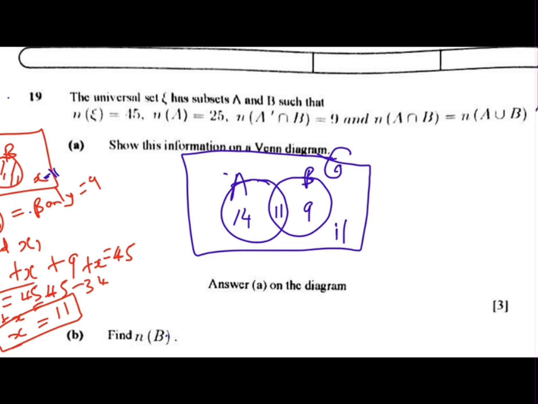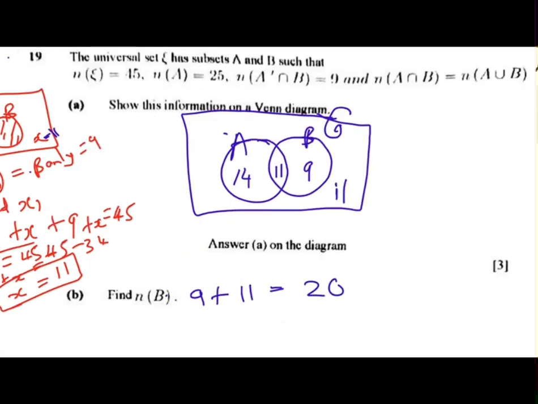Part B says find the number of elements in B. We already did that. 9 plus 11, including those in the intersection, gives us a total of 20. Okay, let's move on to question 20.